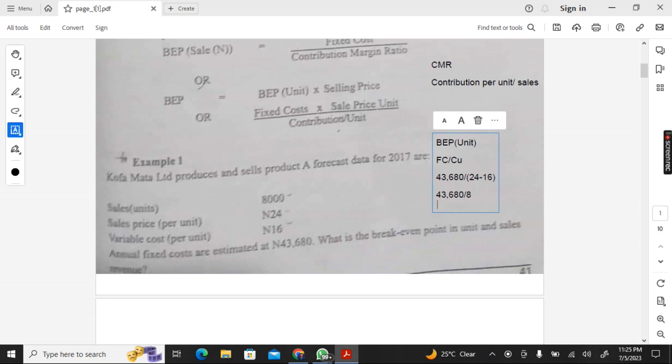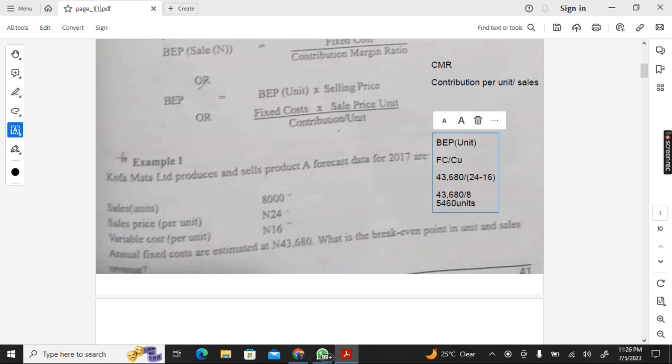So, I guess we have 5,460. What do you get then? My calculator is not... So we get this as our 5,460. Okay. I'll do mine later.